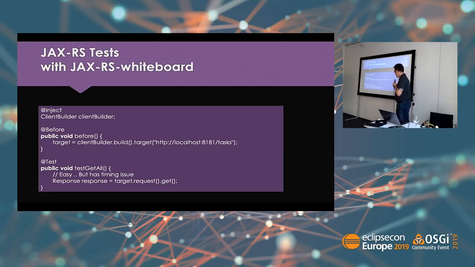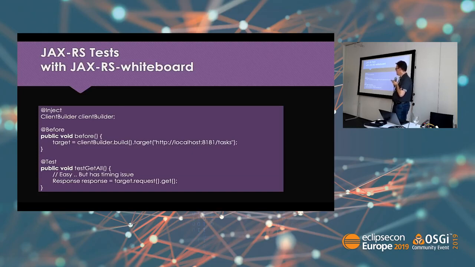It's pretty simple. You just have to inject the client builder as an OSGi service instead of bringing it up by hand. And then from the client builder, you can use the usual way of build and target and request get. For example, this is a service that lists a few tasks, and with a get request, you get all those tasks. So you get a response. You can, from the response, also get your entity object.